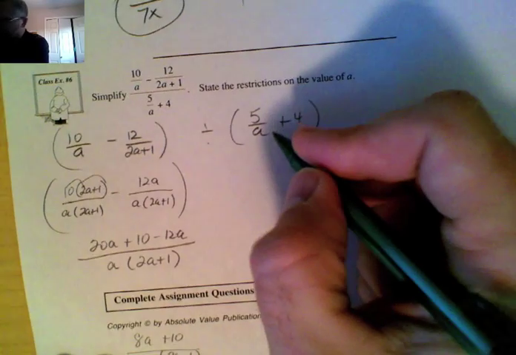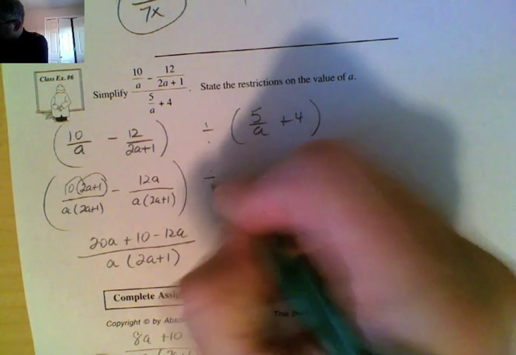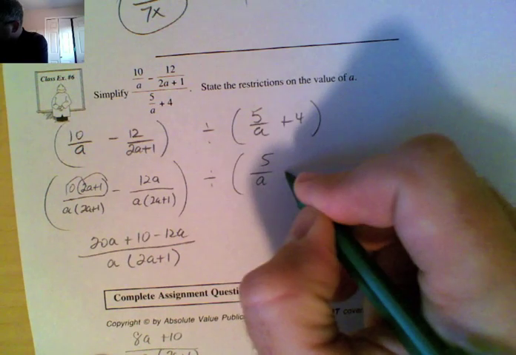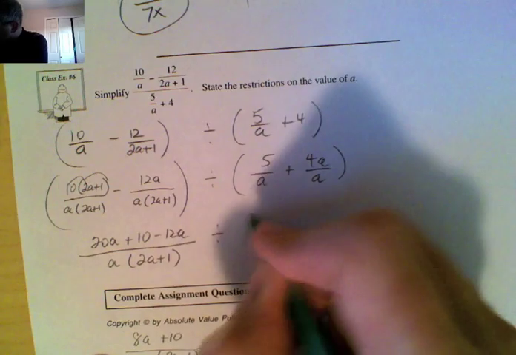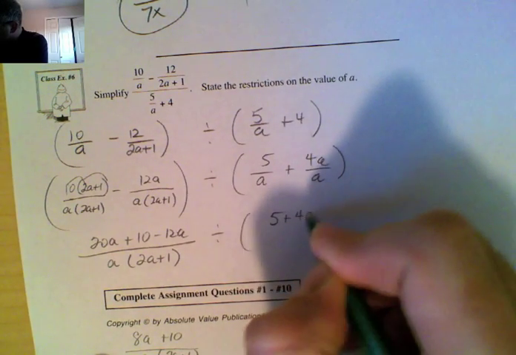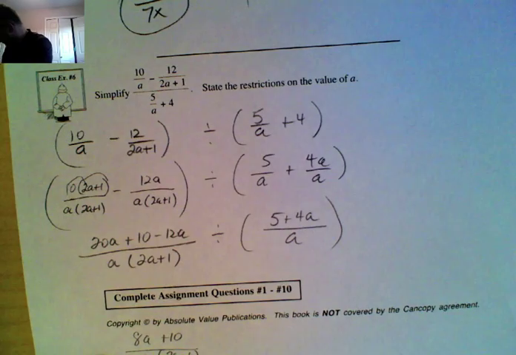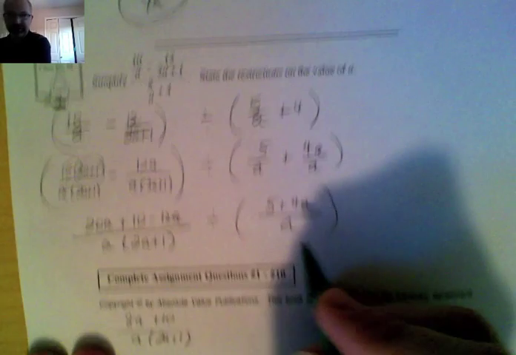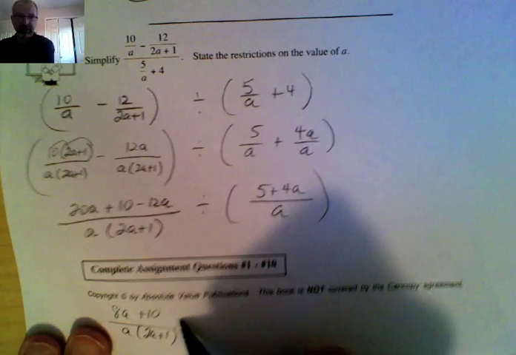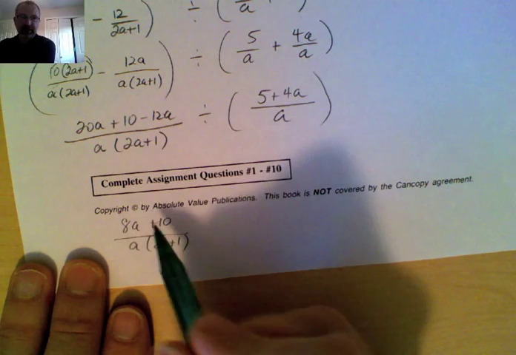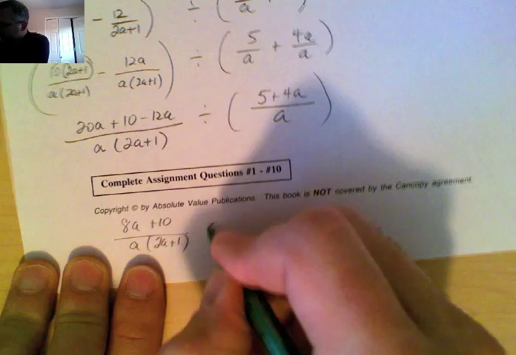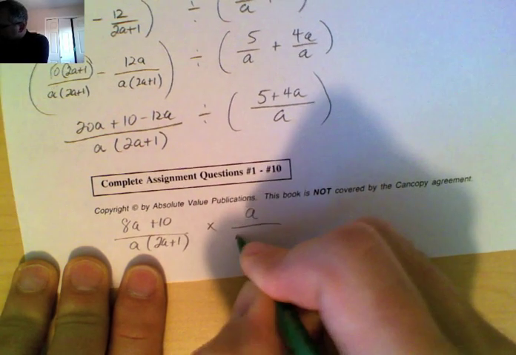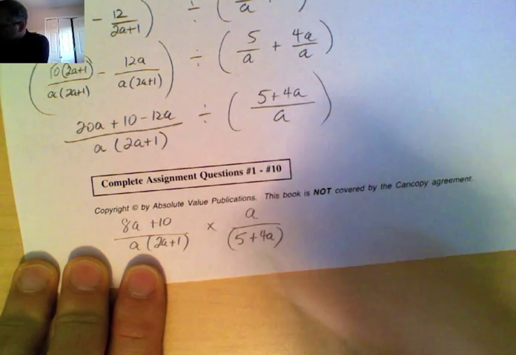Now, I'm going to simplify the right-hand side. Our common denominator is going to be a. So when I simplify this, I'm actually going to get 5 plus 4a over a is what I'm going to get. Okay, so now I need to look at my two expressions. I've got 8a plus 10 over a times 2a plus 1. Now I need to multiply that by the reciprocal.